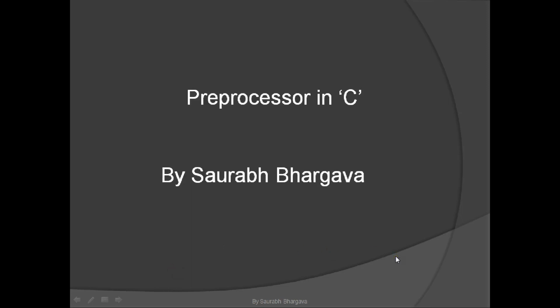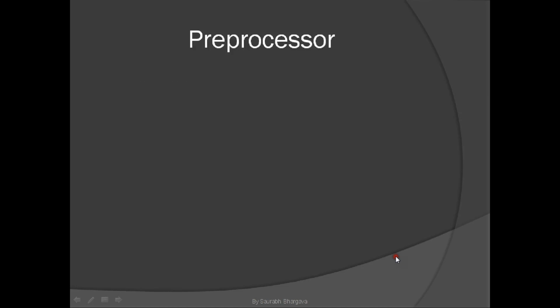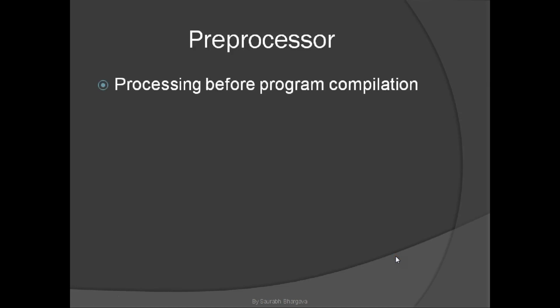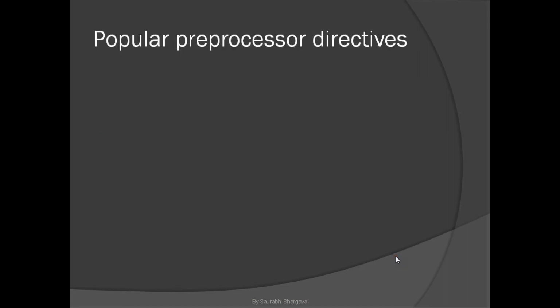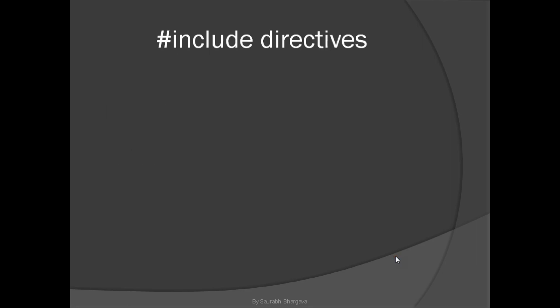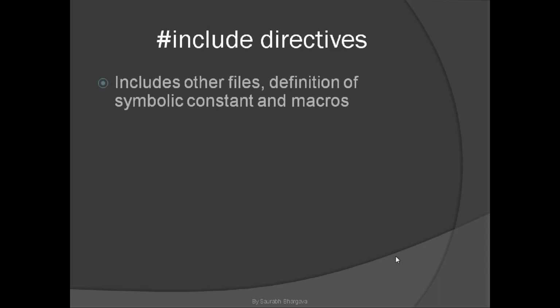Preprocessor directives are processed before program compilation. They are represented by the hash symbol. Popular preprocessor directives are #include and #define. #include includes files or libraries in the current program, and #define replaces the identifier with the replacement text. #include directives include other files, definitions of symbolic constants and macros.